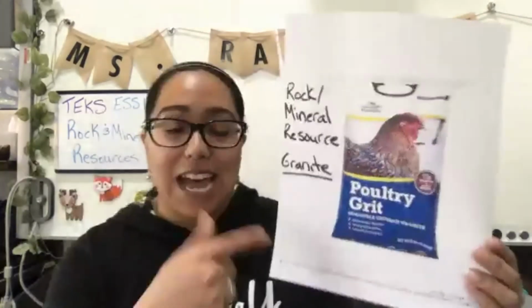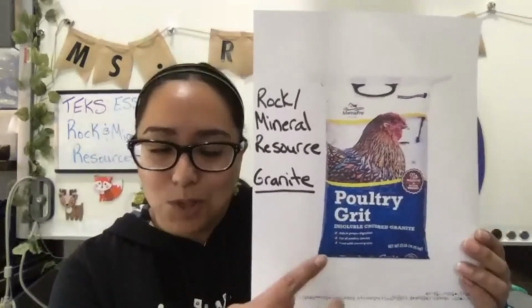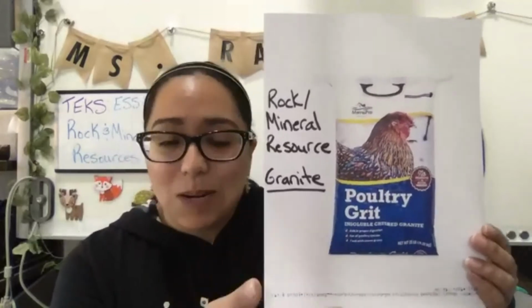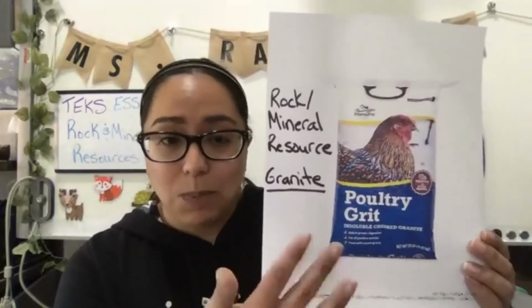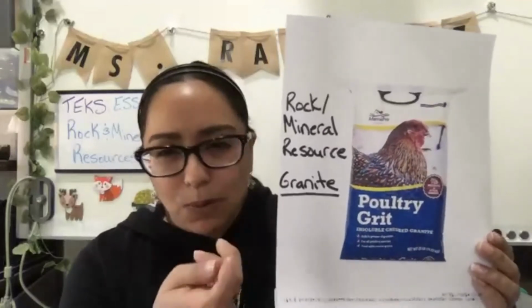And so she's actually a chicken, and I regret that I don't have the actual bag here, but my chicken actually eats what's called poultry grit. And it's an example of a rock and mineral resource. Poultry grit is just crushed granite. So think of like crushed pebble or rock.